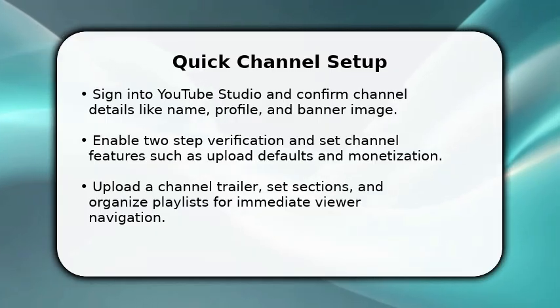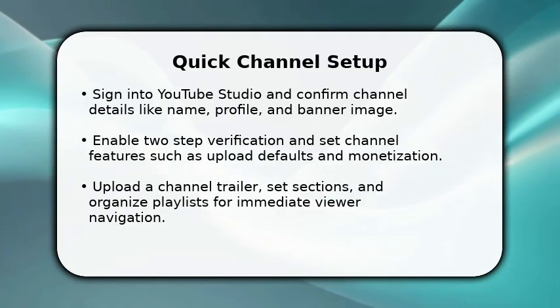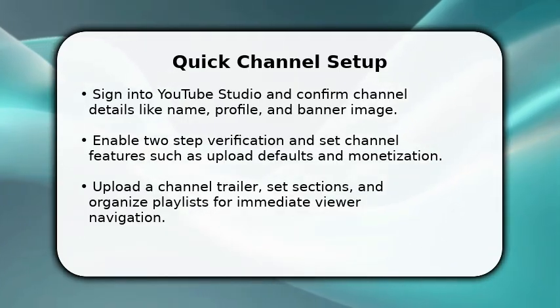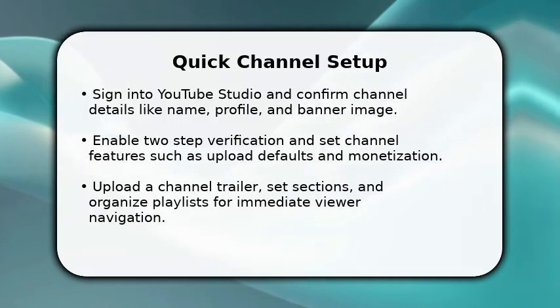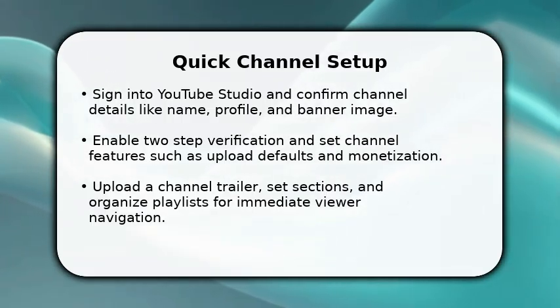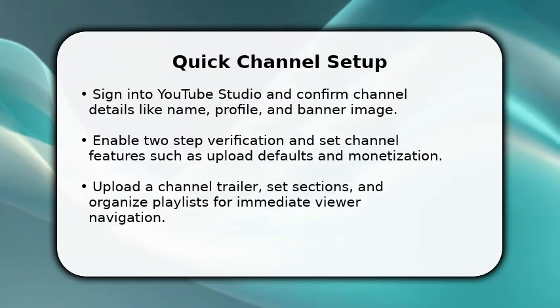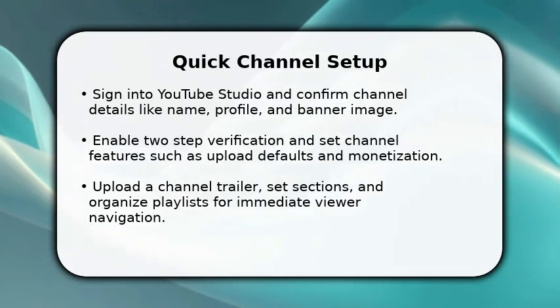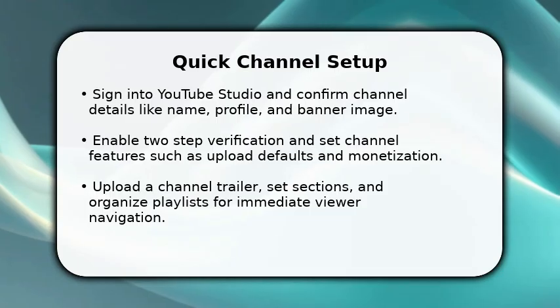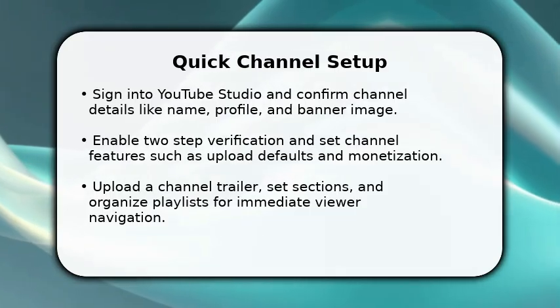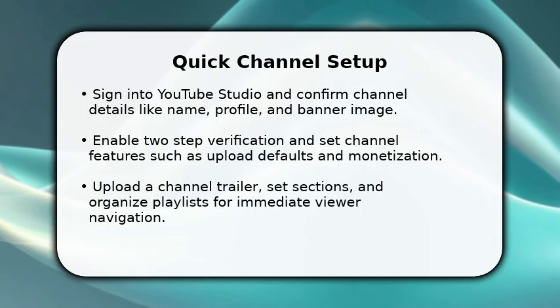Sign into YouTube Studio and confirm your channel details like name, profile, and banner image. Open the Settings menu and set Upload Defaults for title, description, and visibility to save time. Enable two-step verification before enabling advanced features to protect your account. Turn on monetization if eligible and link your AdSense account for revenue collection.